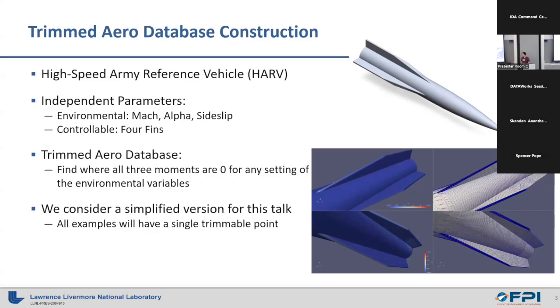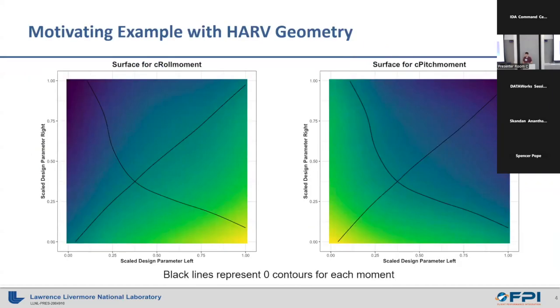This is still in progress. So this is going to be a simplified version that we're going to look at, where we are looking for this trim condition where the result is only going to be a single trimmable point. But in general, that's not always the case. So that's future work.